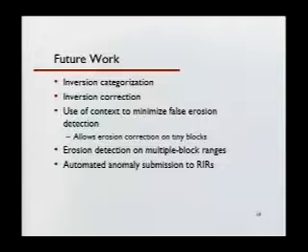Erosion detection on multiple block ranges. Right now, we only look at ranges that are a single CIDR block wide. Looking at the data for inversions, there are several ranges that are, say, maybe a slash... well, I'm not even going to guess here. But there are some that are multiple block ranges that we'd like to be able to detect erosions on. And also working on submitting anomaly data to the RIRs.